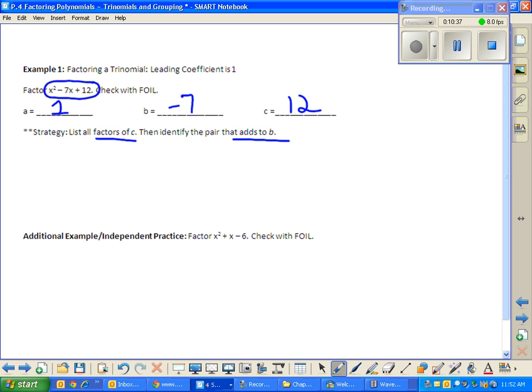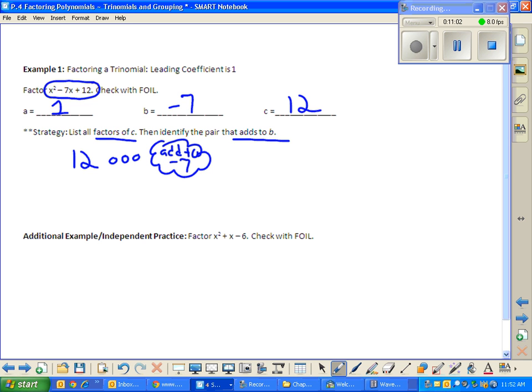So I have to think to myself, what numbers multiply to give me positive 12? And you're drawing a little thinking cloud too right now. Oh, yes, you are, because what goes on the smartboard goes in your notes. You're asking yourself, what are the things that multiply to give you 12, but then add to negative 7?